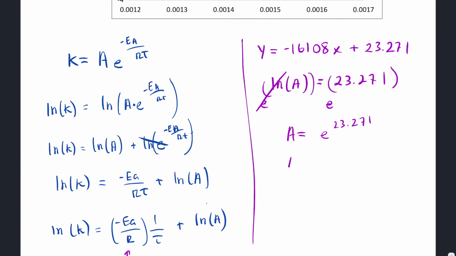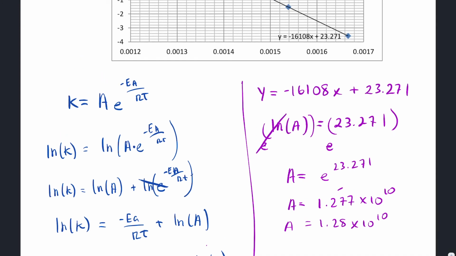Let's plug that in. So we have e raised to the 23.271. They said they wanted this to 3 significant figures. Our answer is going to be 1.277 times 10 to the 10th power. We're going to round this to 3, so it's going to be 1.28 times 10 to the 10th power. So that's going to be our A, and we solved for our frequency factor.